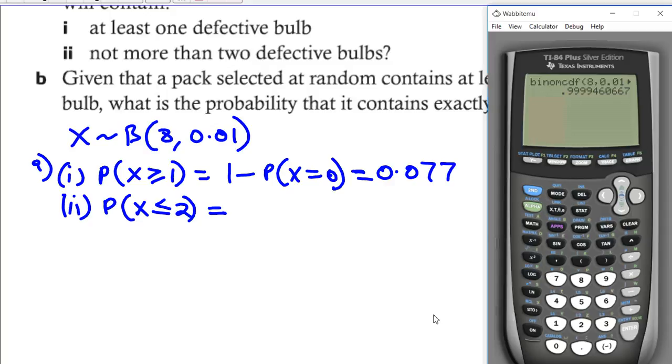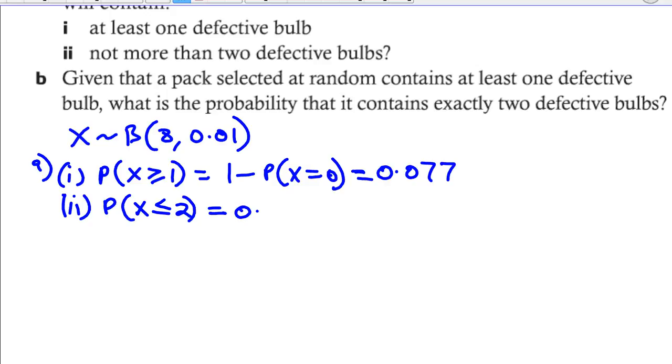I'll write these to 4 significant figures, which will be 0.9999. All right.